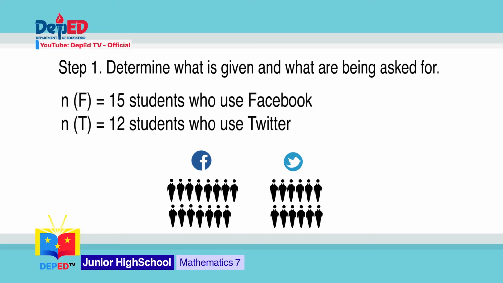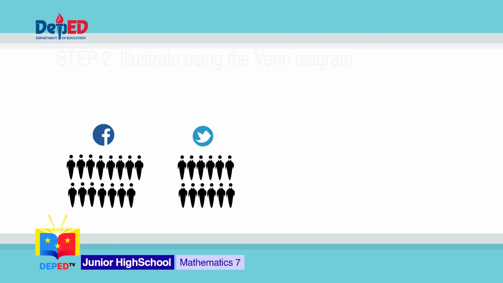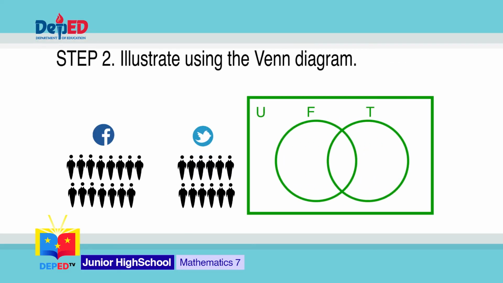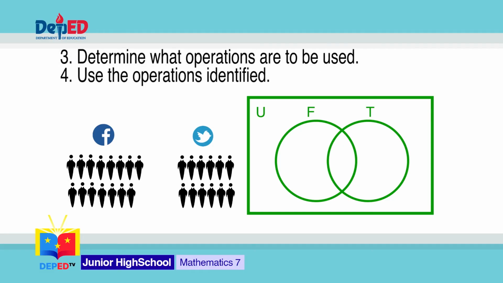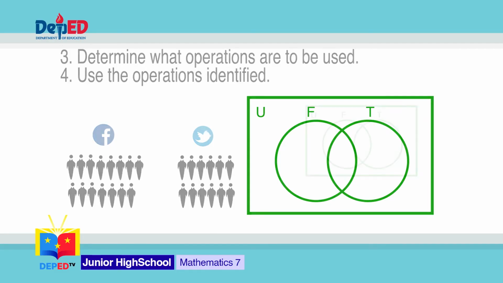N of F is equal to 15, where F stands for the set of students who used Facebook. N of T is equal to 12, where T stands for the set of students who used Twitter. The next thing to do is to show the relations of sets F and T with the aid of a Venn diagram. Since we let F stand for the set of students who use Facebook, while T stands for the set of students who use Twitter, we have come up with this illustration.